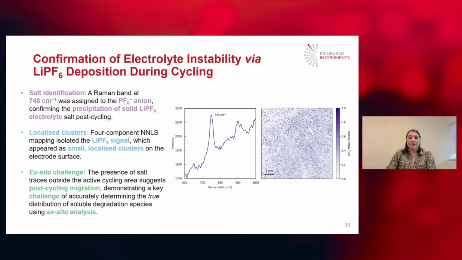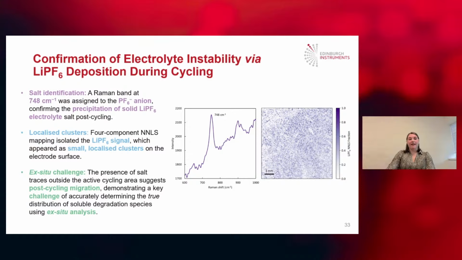This was mapped across the area, and you can see that this salt appeared in localized positions across the electrode, which confirms solid precipitation did occur during cycling.